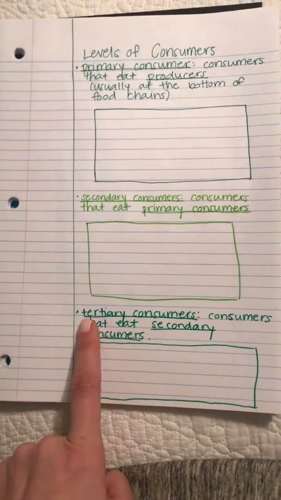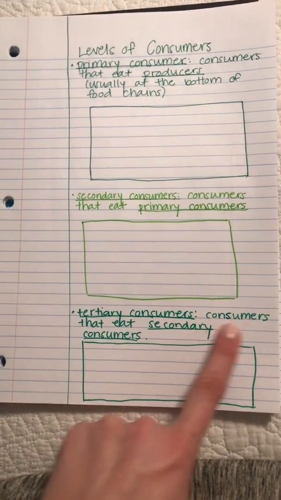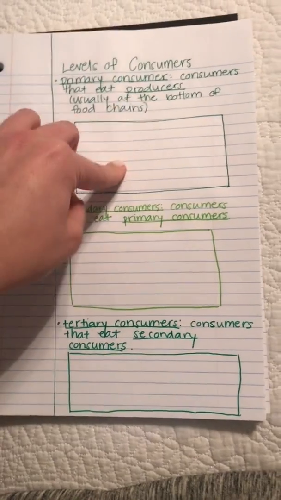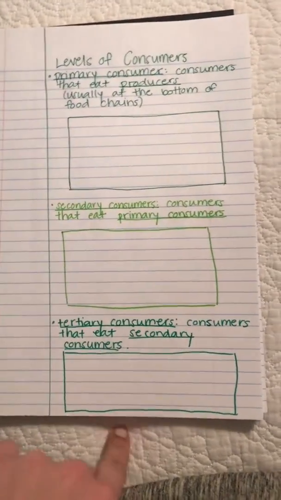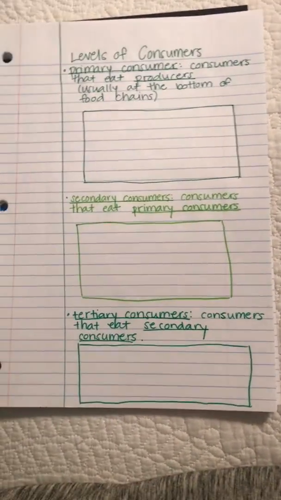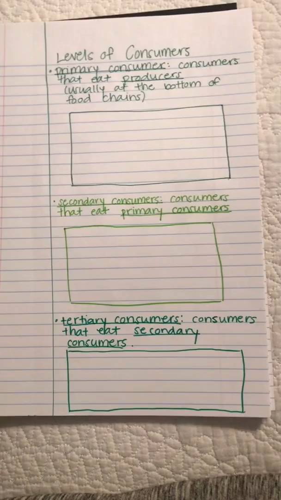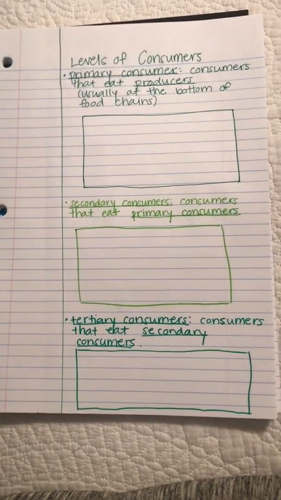Our last level is the tertiary consumers. So these consumers eat secondary consumers. So first gets eaten by second, second gets eaten by third. So an example would be like maybe a bird that would eat the spider, that ate the grasshopper, that ate the grass. All right, again, you're not allowed to use those examples.